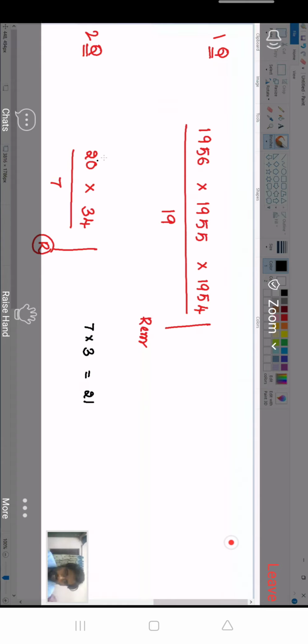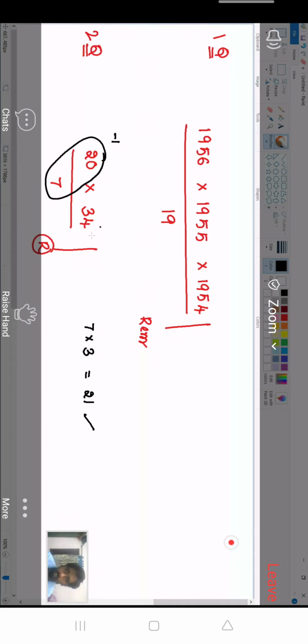7 3s are 21. What is the given number? 20. If it is 21, it is completely divisible and will give a remainder as 0. I have 22 by 7, let's assume. Then what is the remainder? 7 3s are 21. You'll get +1 as a remainder, 1 more than the actual dividend. 20 by 7, if it is there, 7 3s are 21, I am going to get a remainder equal to -1 because 20 is 1 less than actual dividend of 21.